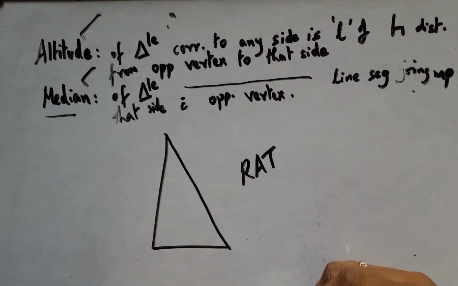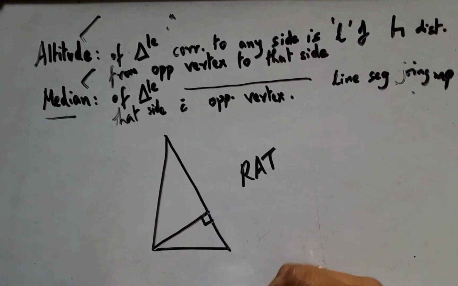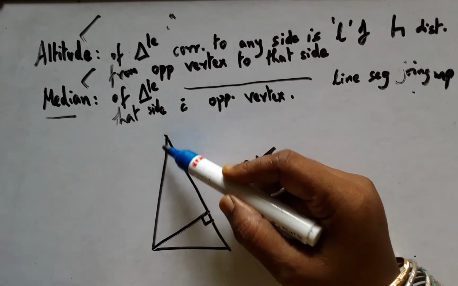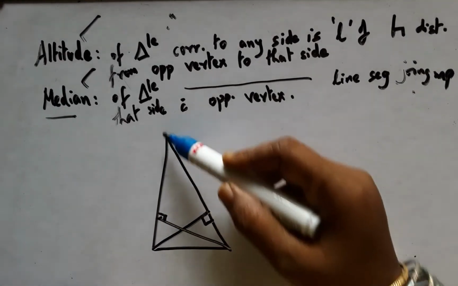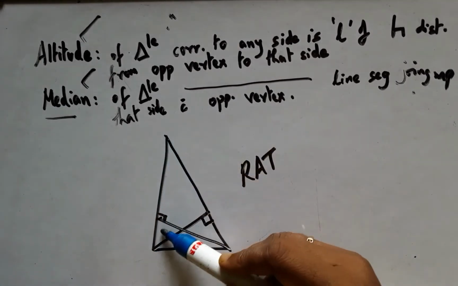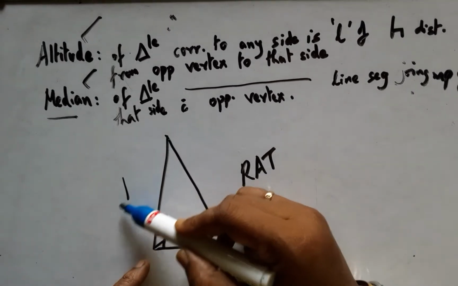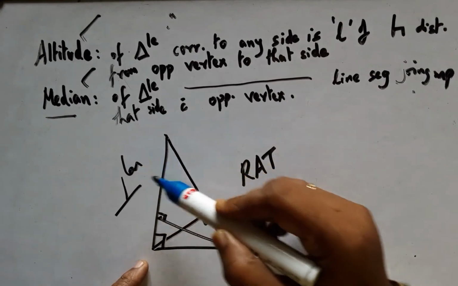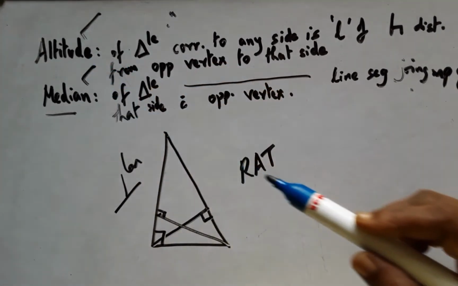And for a right angle triangle, you can see that this is one altitude, and here I can drop another altitude. But what about the third altitude? The side itself becomes the altitude, because this is the perpendicular. Hence, for a right angle triangle, one of the sides becomes the third altitude.